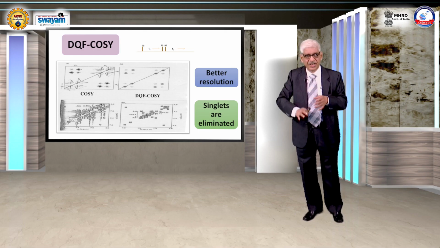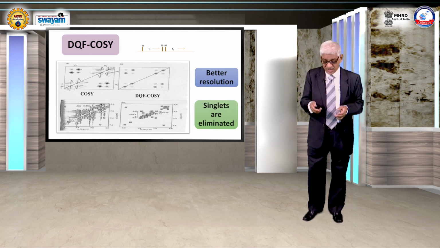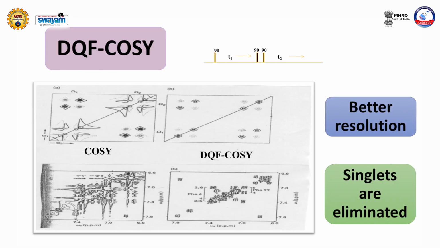We will not go into the details of this experiment, and this is called the double quantum filtered COSY, which consists of an experimental sequence indicated on the top there. Now you have a 90-degree pulse, the T1 period, a 90-degree pulse, then a short time gap, then a second 90-degree pulse, and you collect the data as a function of time T2. This results in what is called a double quantum filtered COSY experiment. This has a better resolution.